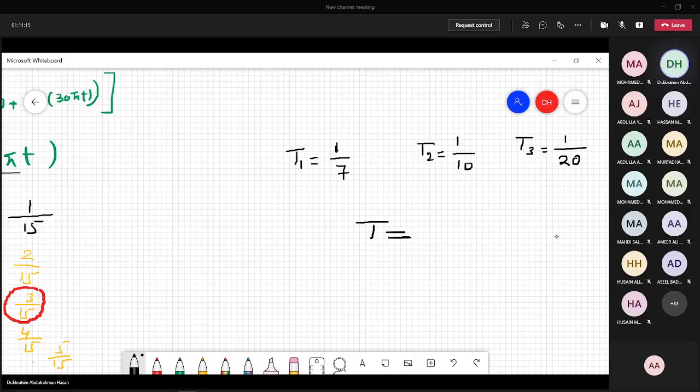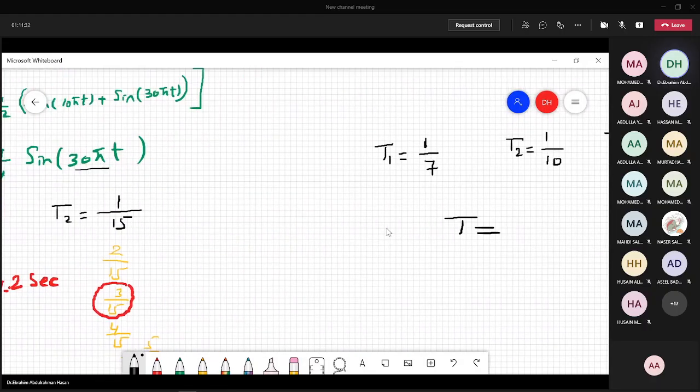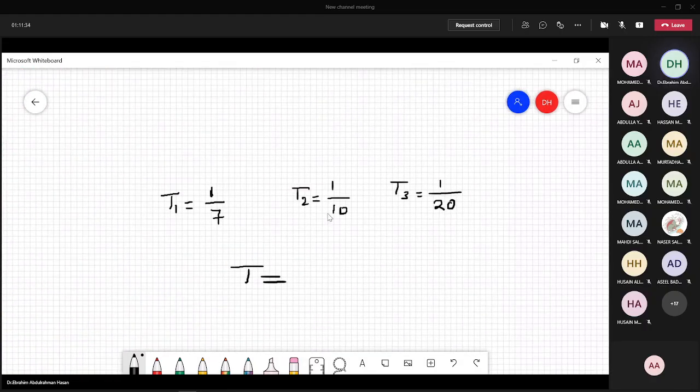What is the period T? These all come from the sine, okay? They came from something like this, sine plus cosine. So we have T1, T2. How to find T? The basis is not T1, T2, T3. I want to find a T for the signal x of t, not T1, T2, T3. These all help me to find T.